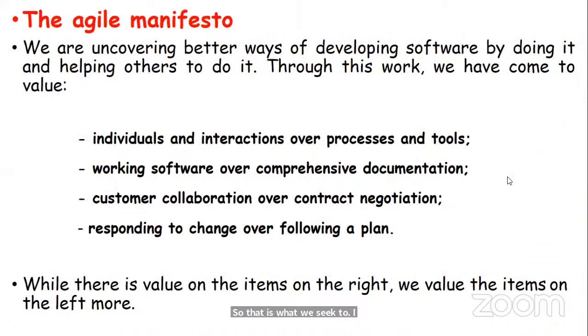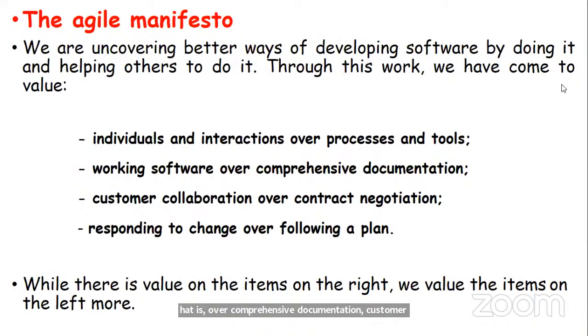So what is the manifesto of the agile process? We are uncovering better ways of developing software by doing it and helping others do it. Through this work, we have come to value individuals and interaction over process and tools, working software over comprehensive documentation, customer collaboration over contract negotiation.